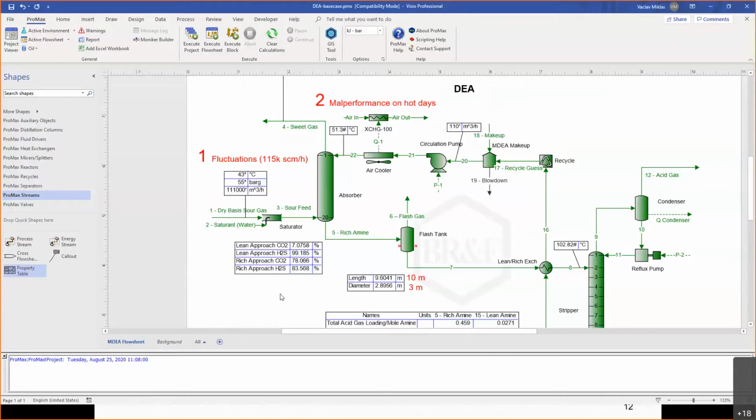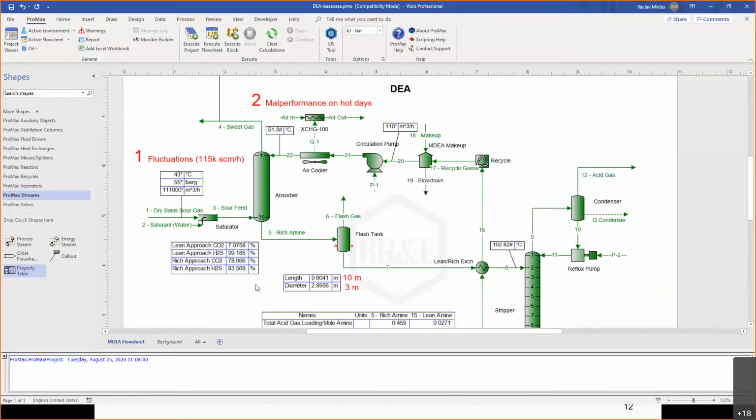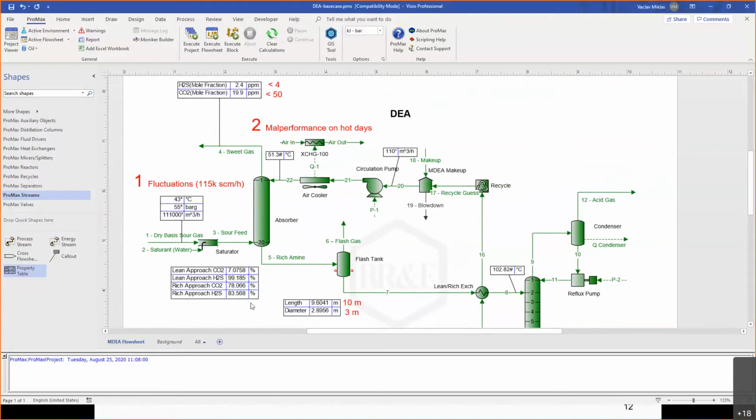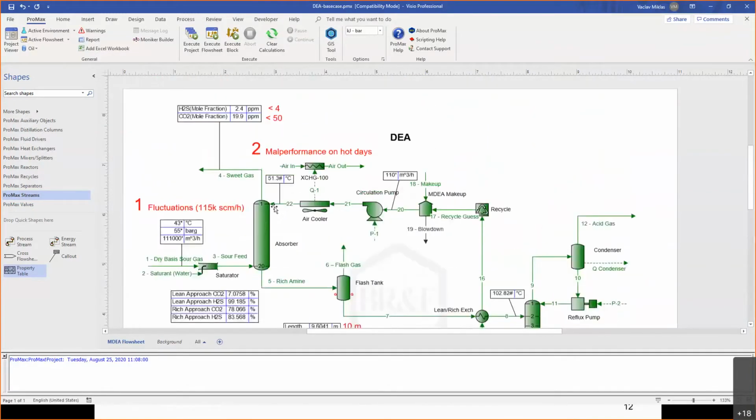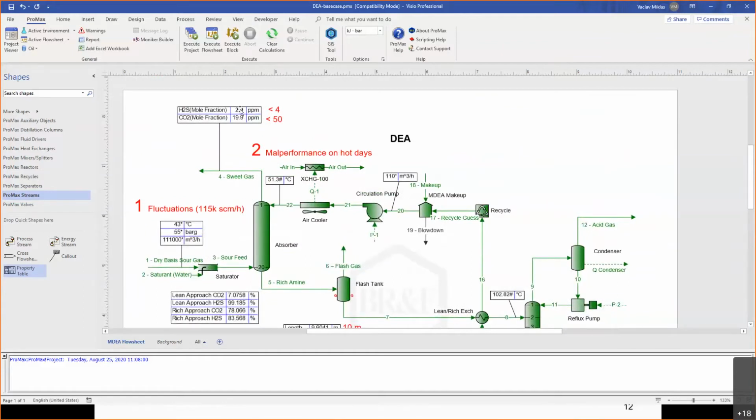And what kind of conclusions can we make? Lean approach of H2S is at 100%, which means that even though we are within the specification, if there are some problems with regeneration, it can send us off spec. So that's one thing. It also tells us that the reboiler is probably going to control the H2S specification. So this is actually useful for us to know that the reboiler can be used as a control mechanism.